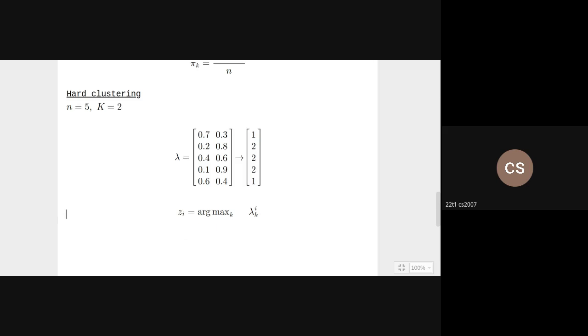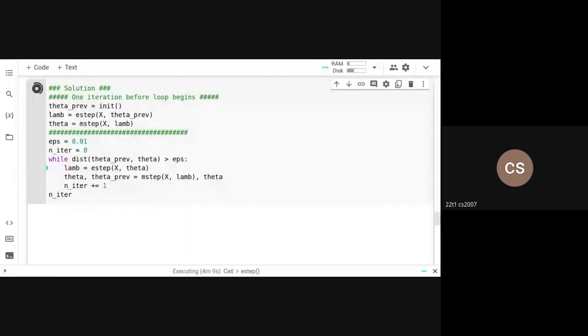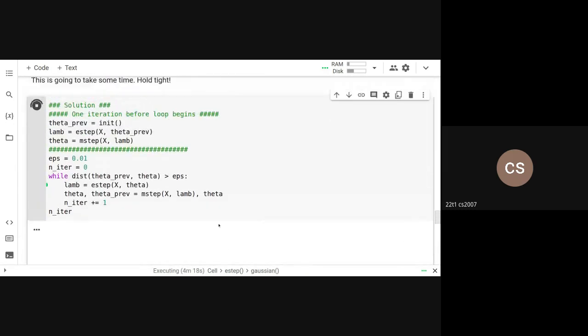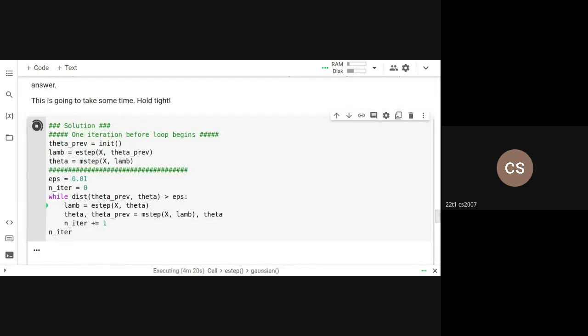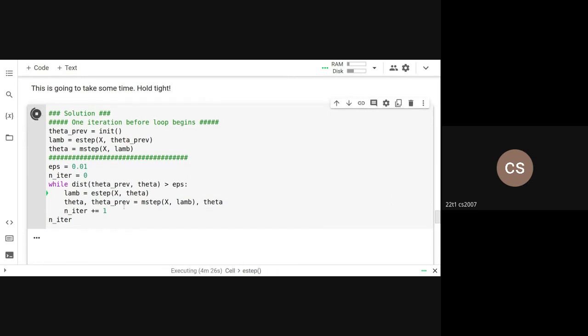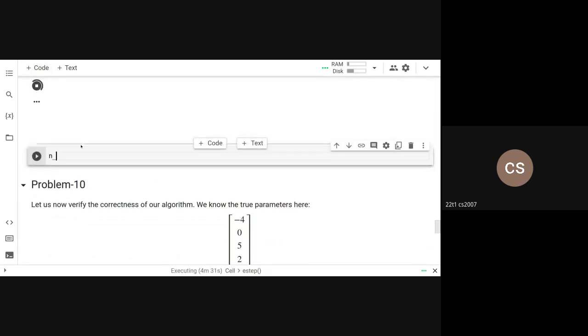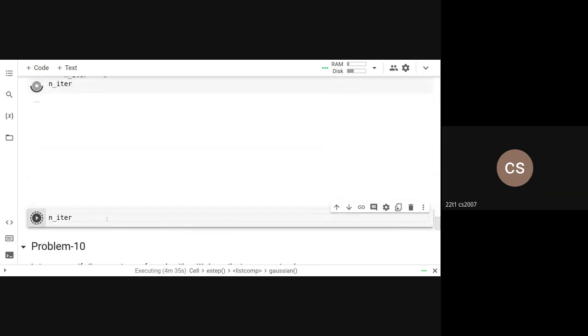All right, so it's still running. I don't know why it's taking so much time, but let's just stick around for 1 more minute. If it doesn't work, then we'll call it a day. Anyway, you can know the number of iterations.